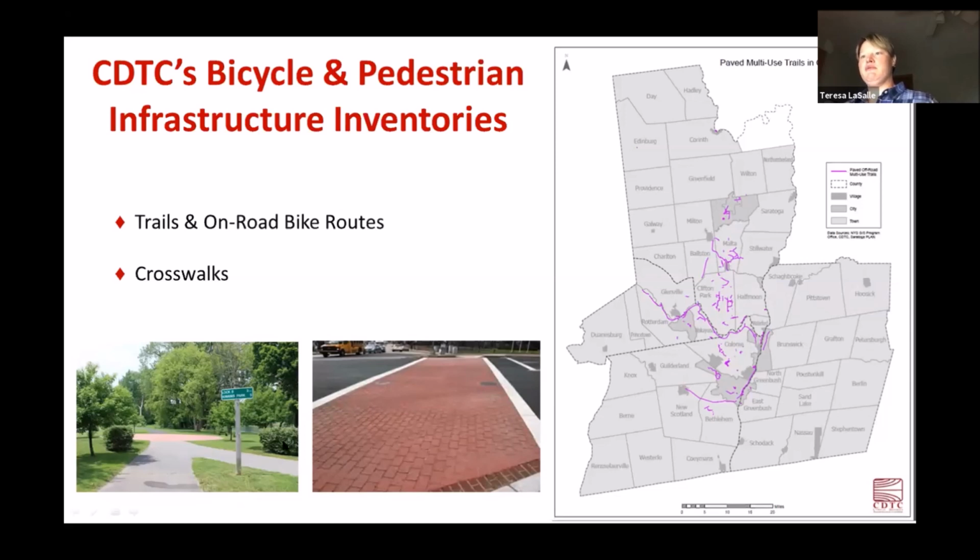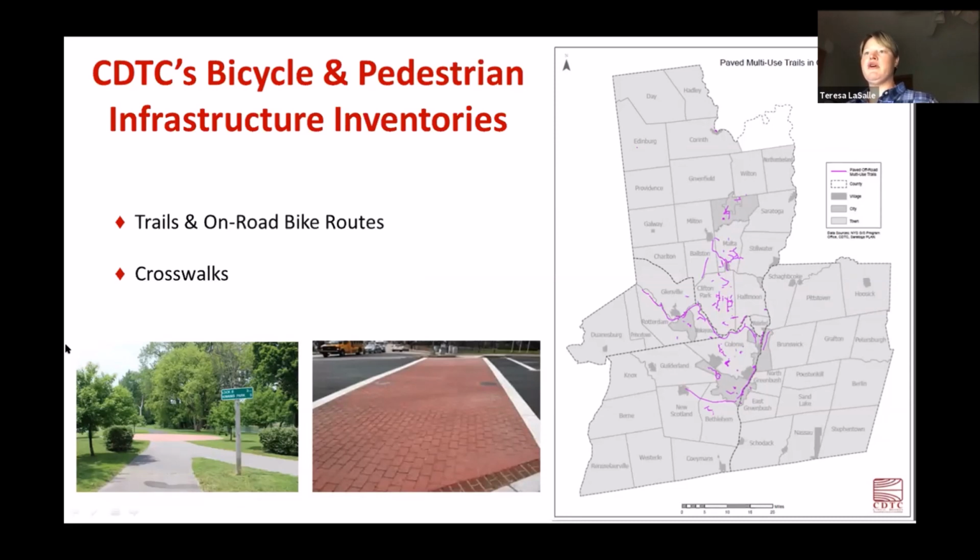Then we have the on-road bike routes. So basically we collect data on the alignment and routing of official signed on-road bike routes, such as portions of the Mohawk Hudson or the NYSDOT bike routes and other local bike routes, such as Cohoes Heritage Trail that has both on and off-road portions. So we'll actually go out and see where the existing physical signs are that denote that route and map those out.